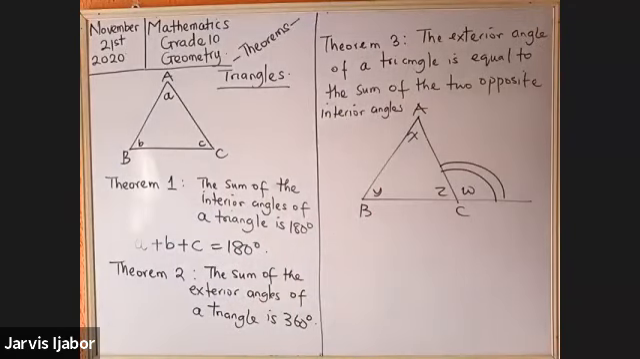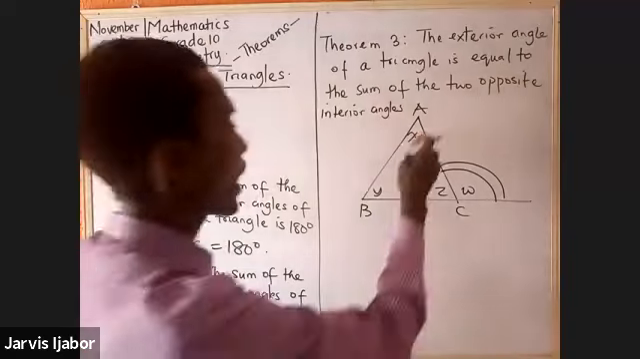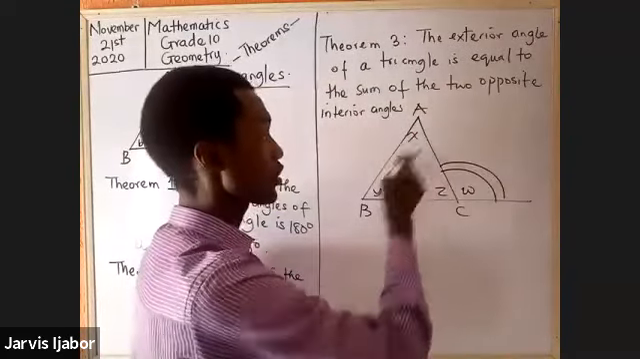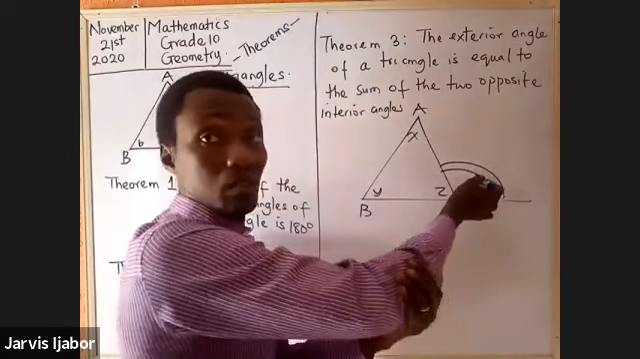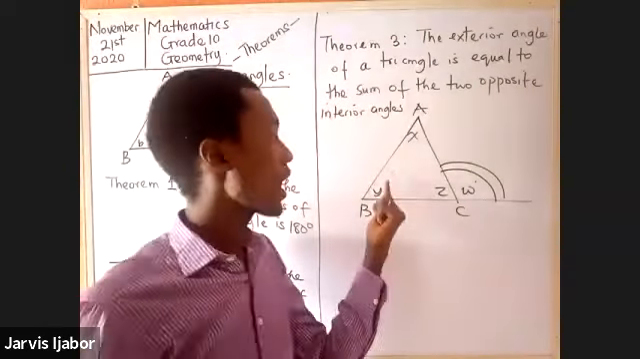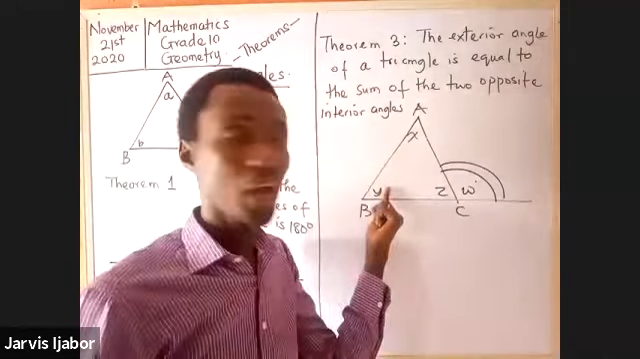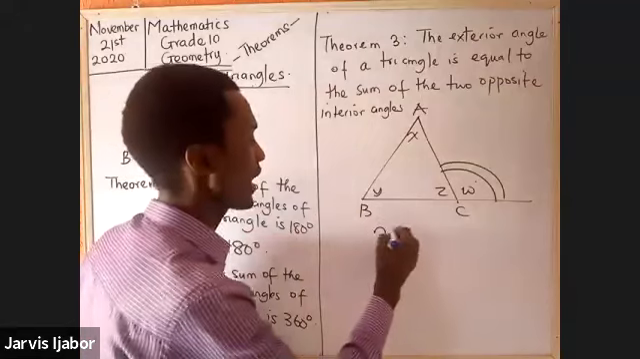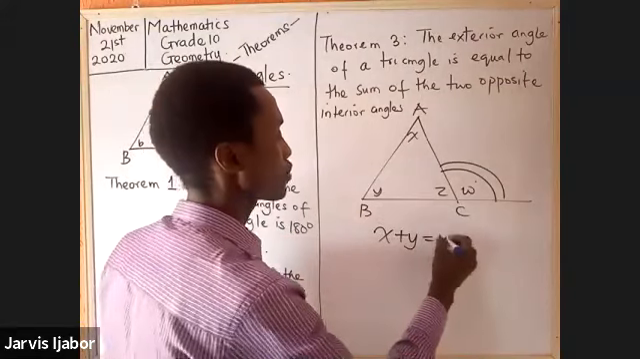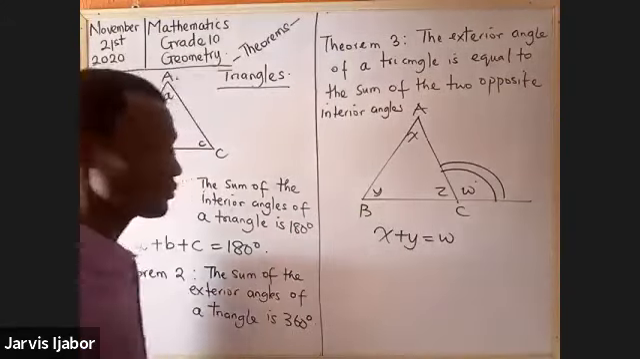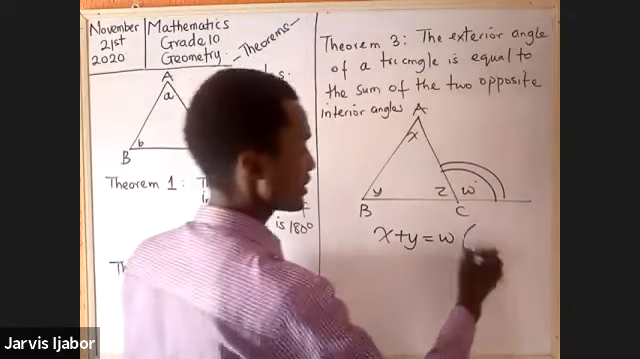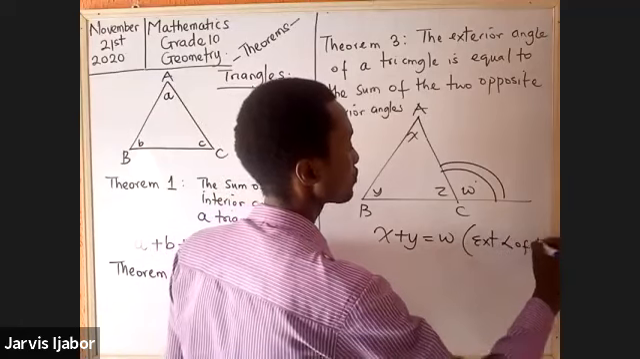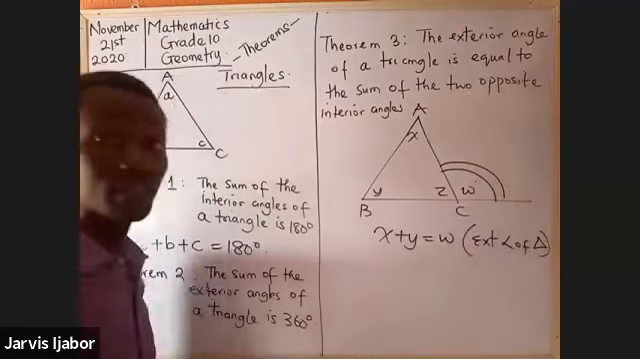Opposite interior angles. Now, these two angles are interior angles, and these are interior opposite angles to this. Please take note of that. These two angles are opposite interior angles to what? This one. So we would say that X plus Y is equal to what? W. And we write this as what? Exterior angle of triangle. Please take note of my shorthand.